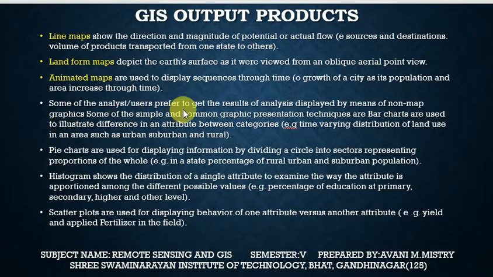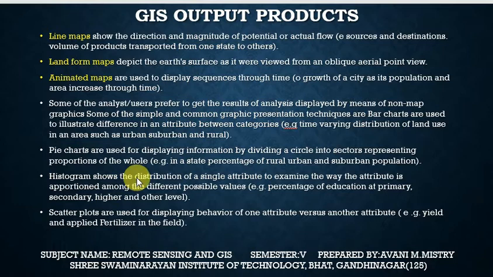Some analysts and users prefer to get the results of the analysis displayed by means of non-map graphics. Some of the simple and common graphic presentation techniques are as follows. Bar charts are used to illustrate the difference in an attribute between categories, for example the time varying distribution of land use in an area such as urban, suburban and rural areas. Then pie charts are used for displaying information by dividing a circle into sectors representing the proportion of the whole, that is in a state, the percentage of rural versus urban and suburban population.